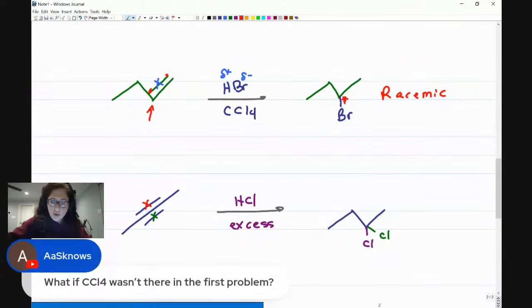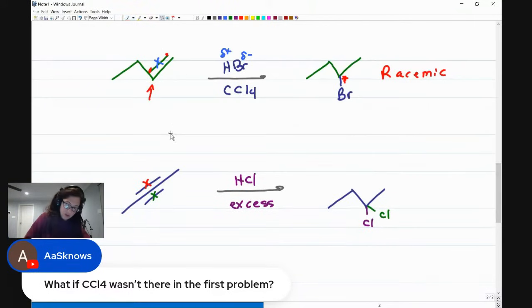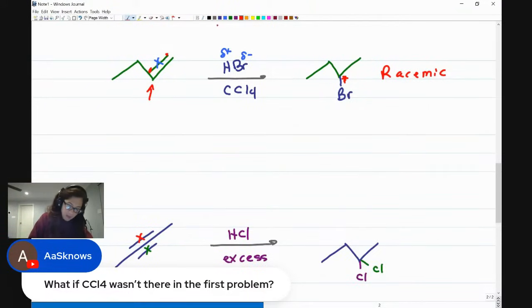I caught another question here. What if CCl4 wasn't there in the first problem? If you had a problem like this and CCl4 was not given, you have two different options. So let's move it down. Option 1 is if nothing is given, only HBr, then what we're going to do here is assume.